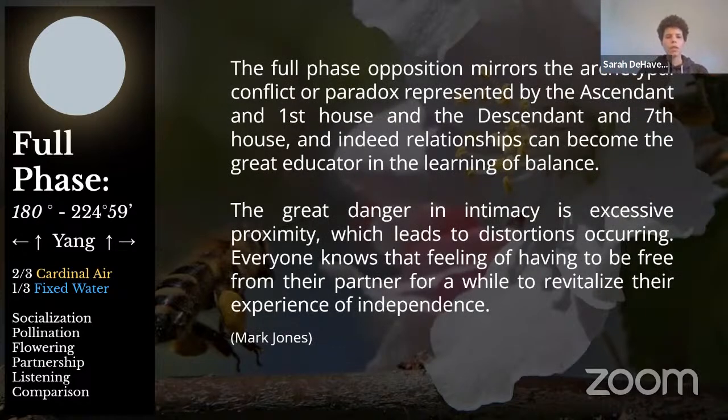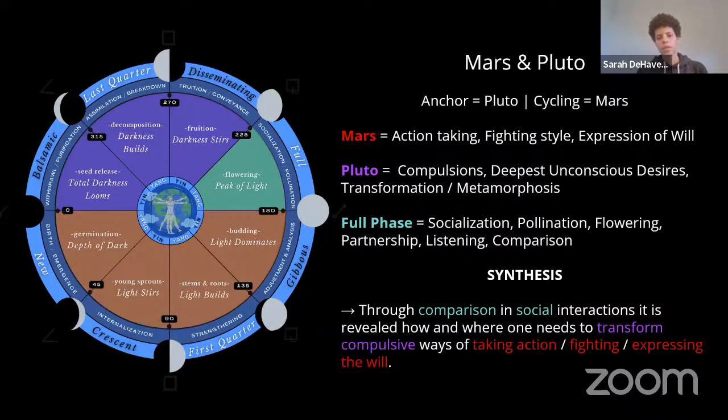Mark Jones says, the full phase opposition mirrors the archetypal conflict or paradox represented by the ascendant and the 1st house and the descendant and the 7th house. And indeed, relationships can become the great educator in the learning of balance. The great danger in intimacy is excessive proximity, which leads to distortions occurring. Everyone knows that feeling of having to be free from their partner for a while to revitalize their experience of independence. One of the trappings of the full phase is to kind of lose ourselves in others, right? That can be a folly in this phase, but great objectivity is also a gift of this phase, conversely.